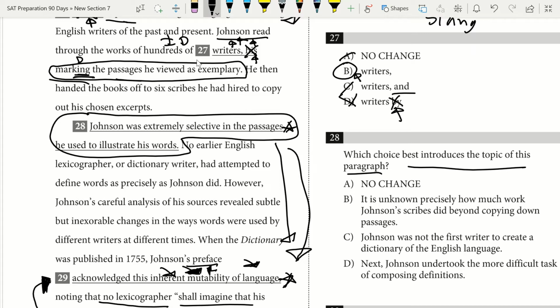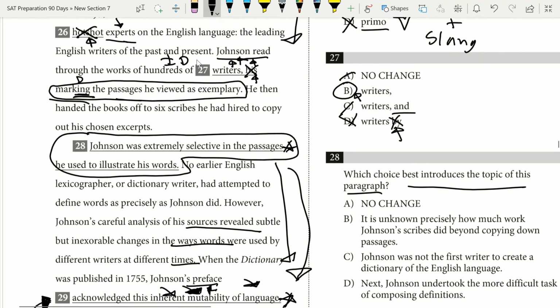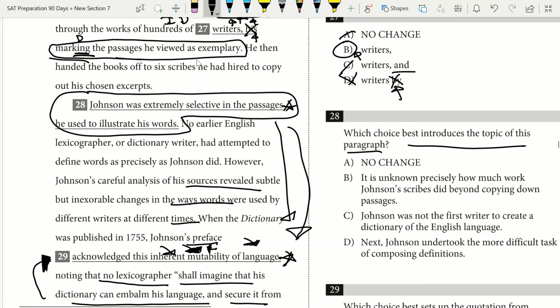Well, the big topic of this paragraph is really talking about how Johnson studied the way that words were used. So let's go ahead and see if we can find something that talks about that for 28. All right, so we've got A, no change. Johnson was extremely selective in the passages he used to illustrate his work. We don't talk about his selectiveness of passages.